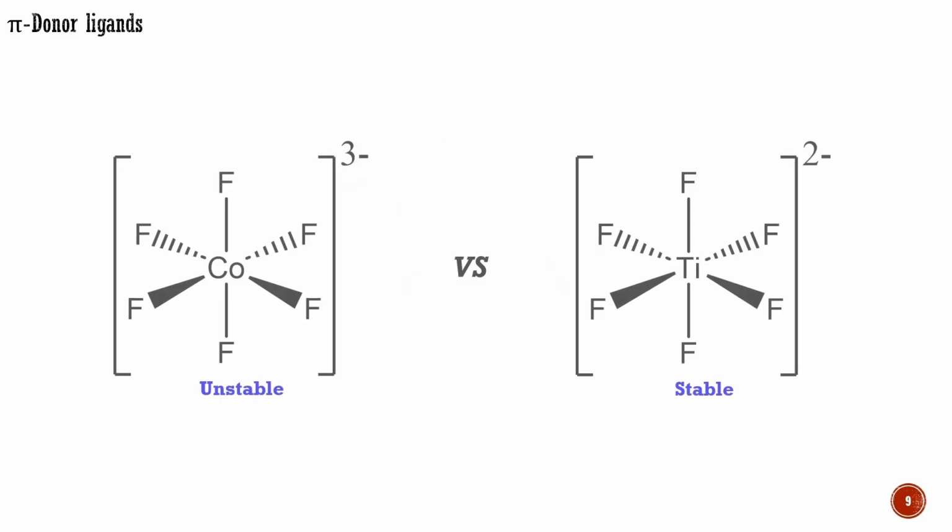In sharp contrast, if the metal has empty d orbitals, as in the d0 ion titanium-4, pi donation from the pi donor ligand to the metal empty d orbitals now leads to stronger metal-ligand bonding. D0 metals therefore form particularly strong bonds with pi donor ligands.